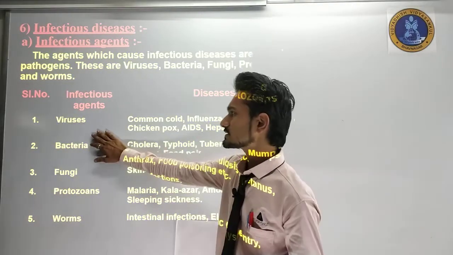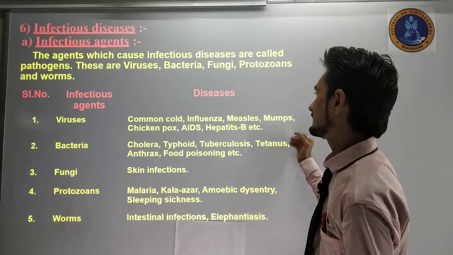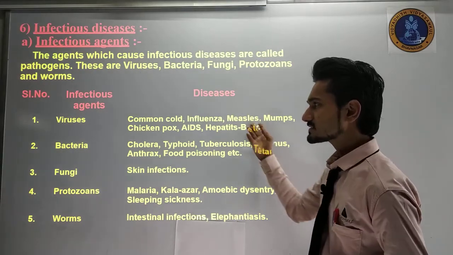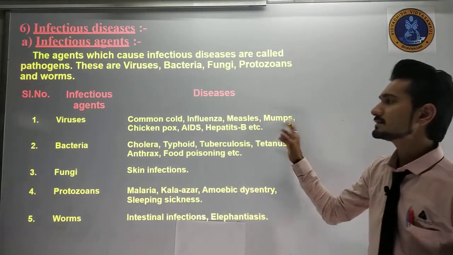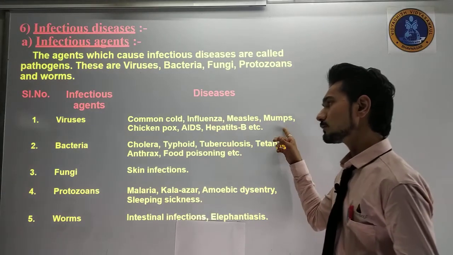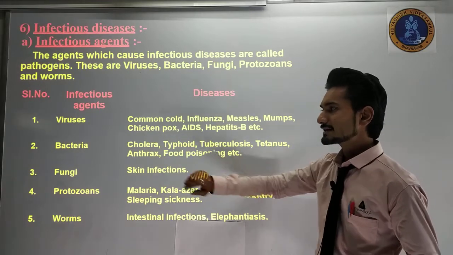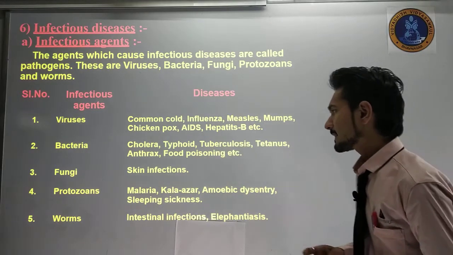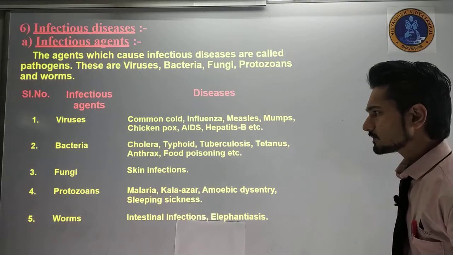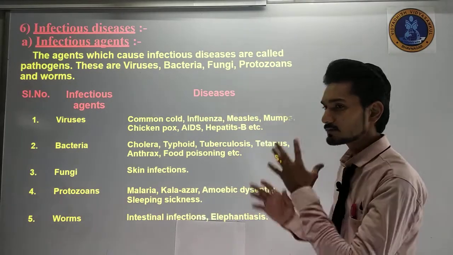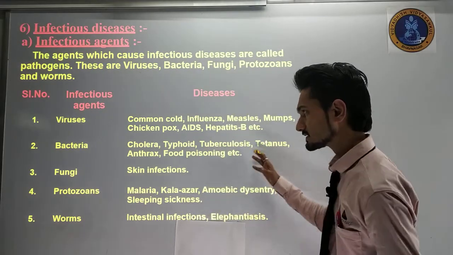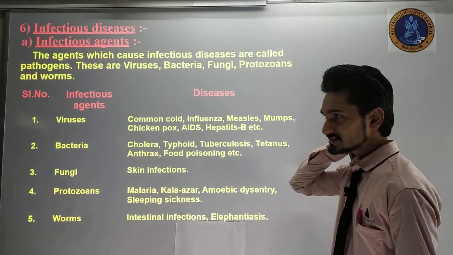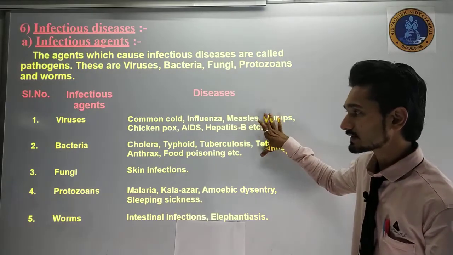Viruses cause the common cold, influenza, measles, mumps, chickenpox, AIDS and hepatitis B. These types of things are transferred by viruses. Also we can add the new COVID-19, or the corona. Bacteria transfer diseases called cholera, typhoid, tuberculosis, tetanus, anthrax and food poisoning. These are transferred from one place to another, or from one person to another, by bacteria, and they cause these types of disease syndromes in our body. So we have to be very careful about viruses and bacteria.